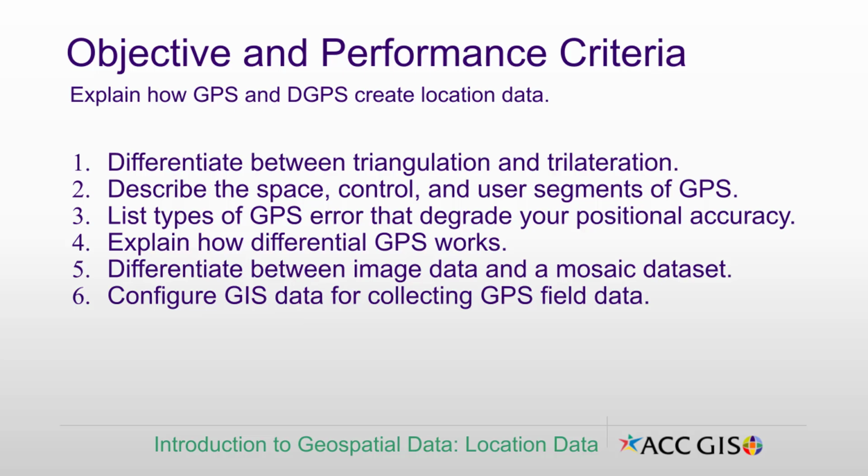You should be able to list the types of GPS error that degrade your positional accuracy, and then explain how we use differential GPS to mitigate that error. You should be able to differentiate between image data, which is a single raster data set, and a mosaic data set, which is a collection of raster data sets stored and managed as a single object in a geodatabase. And last, in the demonstration and project, you'll be able to configure GIS data for collecting GPS field data.